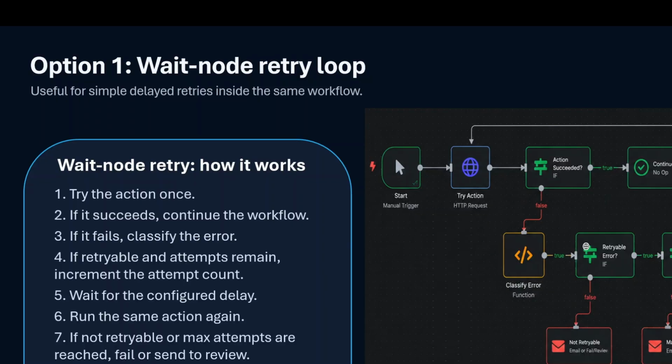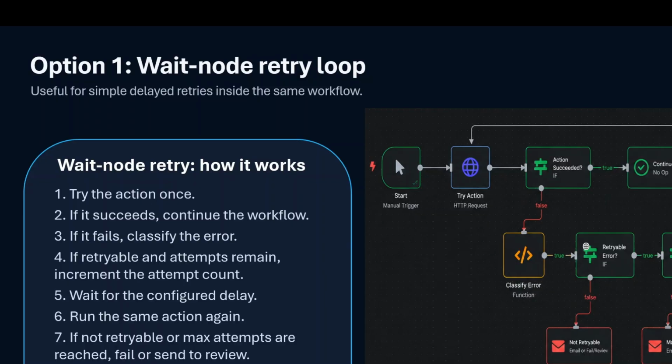And how would that work? For example, the first step is you try the action once. If it succeeds, you continue the workflow. If it fails, you classify the error and see if it's something that should be retried or not. And then you have the wait node to trigger the delay, for example, wait for 5 seconds. And then it executes the action again. For example, if you're using an HTTP node to save a record in the CRM, and it fails, you will wait 5 seconds, and then it's going to try again to execute that HTTP node and try to save the record in the CRM.